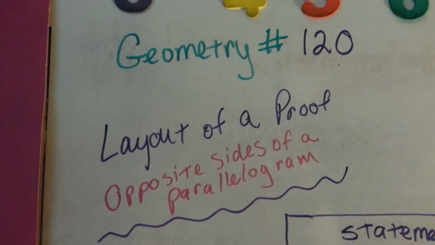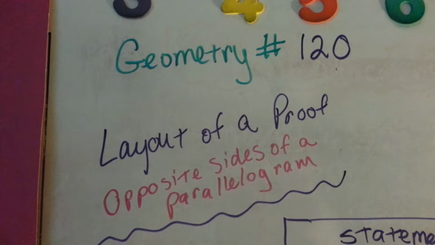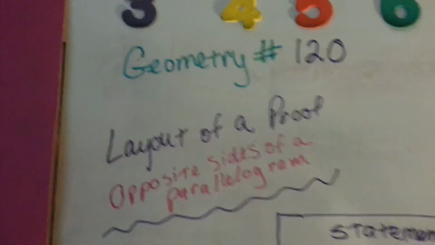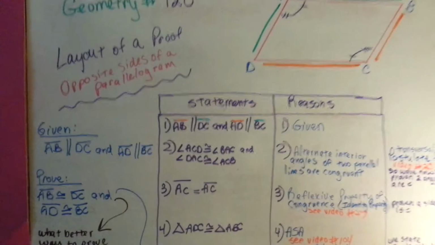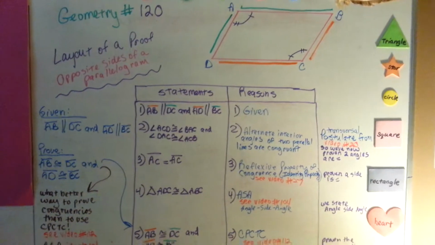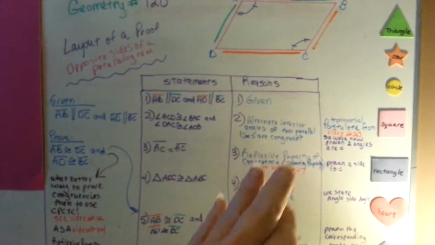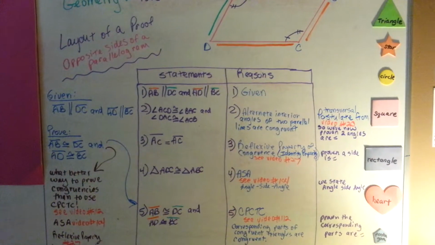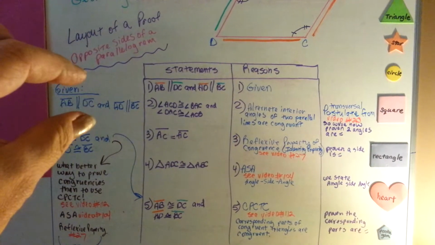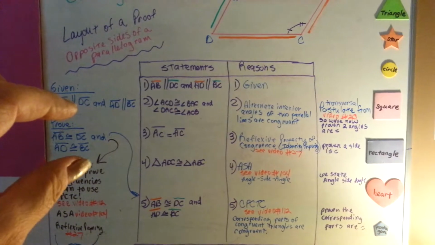Layout of a proof, opposite sides of a parallelogram. I'm going to take a step back and show you the whole board. Okay, we have our drawing. We have our proof table with the statements on the left and the reasons on the right. We have our given, which is our evidence. We have the thing we're trying to prove.